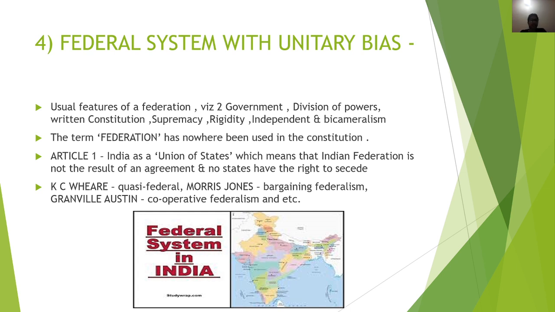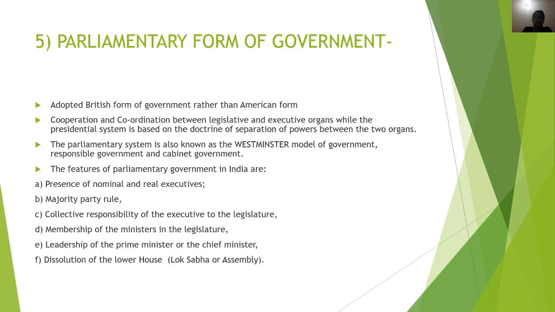K.C. Wheare said it is quasi-federal, and then Morris-Jones said it's bargaining federalism. Granville Austin used the term cooperative federalism, and many other scholars have given various names for the federalism of our country. Now let's come to the next topic, that is the parliamentary form of government.